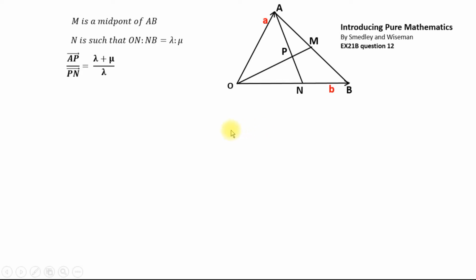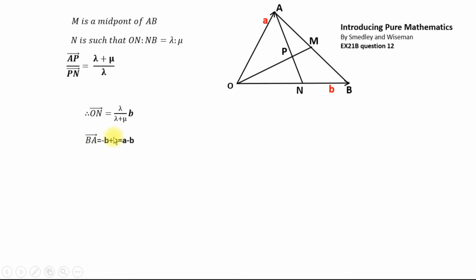Okay, the first thing we notice is that if we designate the vectors OA as A and OB as B, then we can write ON is equal to lambda over lambda plus mu times B, i.e. ON is this fraction of B. For example, if the ratio was 2 to 1, it would be 2/3, 1/3. If it was, say, 4 to 3, it would be 4/7 and 3/7. So this is why I've written ON is equal to this fraction of B.